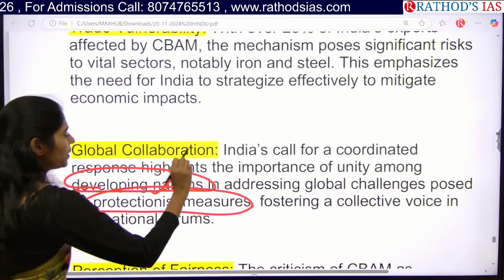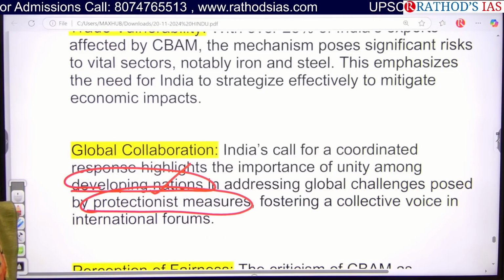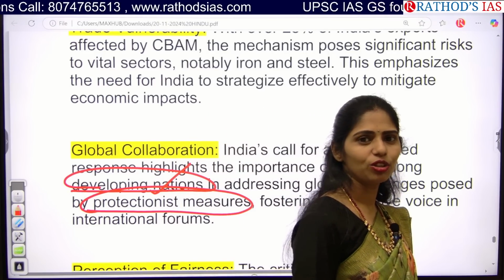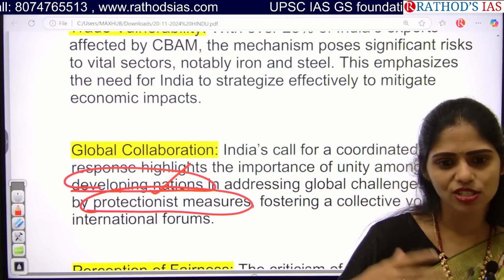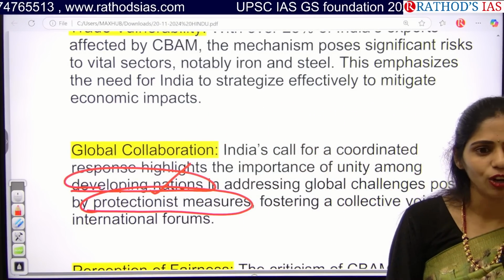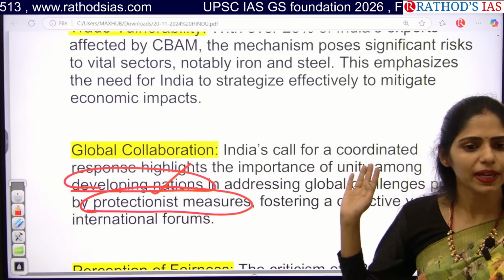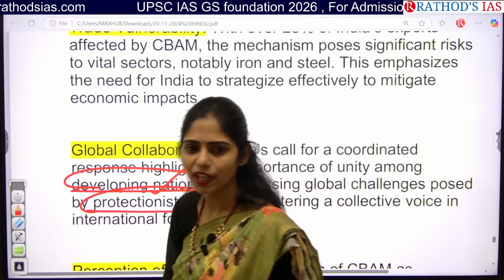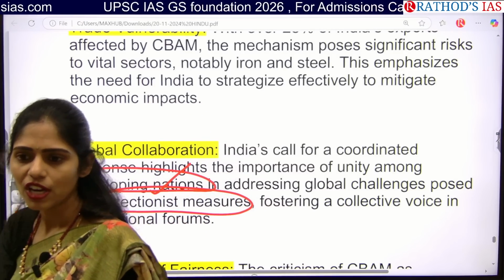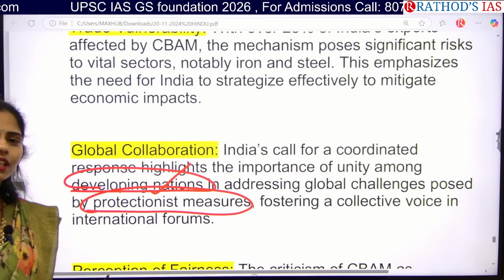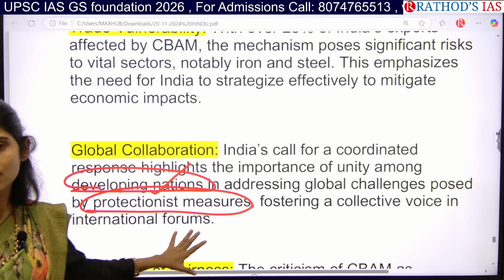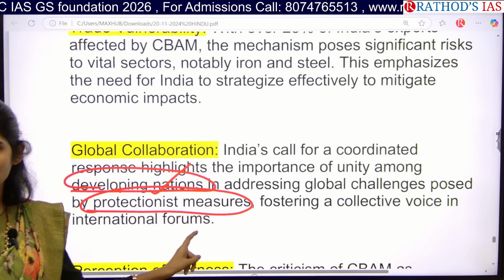The European Union is coming up with this to protect its domestic industries. They know that European countries somewhat have technology and somewhat have finance, so they will be able to address these carbon emissions. Developing countries don't have proper technology and are releasing more carbon dioxide emissions. To limit imports from these countries into the European Union, they came up with this. So it is also an example of protectionist measures.